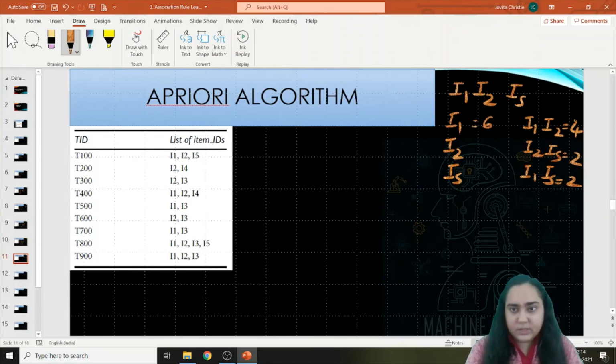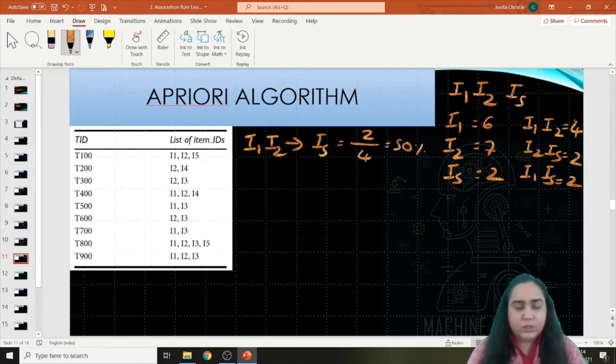So this is 6, this is 7, and 5 is 2. Okay, let's calculate. So first, let's talk about I1, I2 given I5. This is going to be I1, I2, I5, which is 2, divided by I1, I2, which is 4. 50 percent, not included. Let's talk about I1, I5 given I2. So this is going to be 2 by the I1, I5 count, which is 2. Now this is 100 percent, which means this is a good pattern to follow. So this is included.